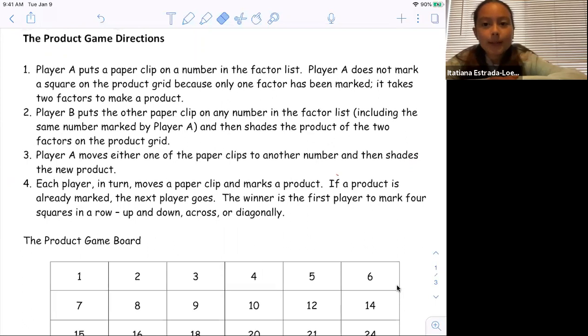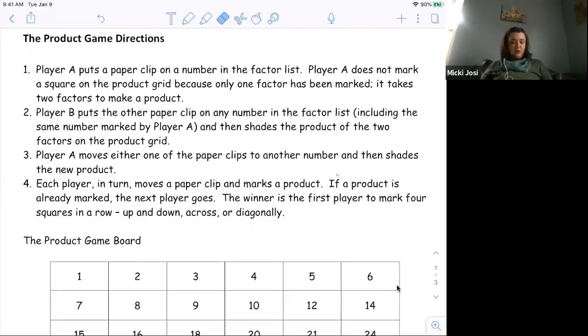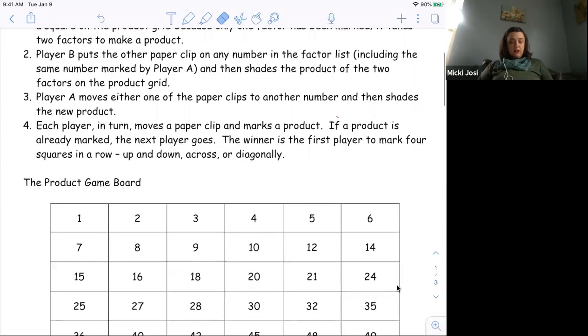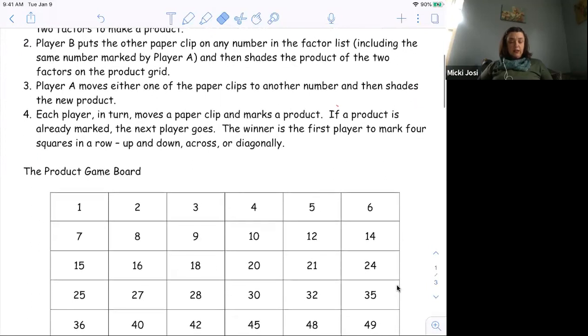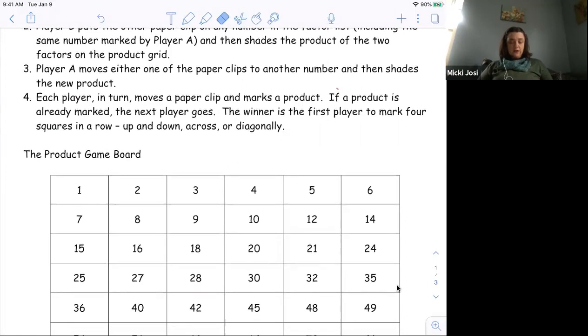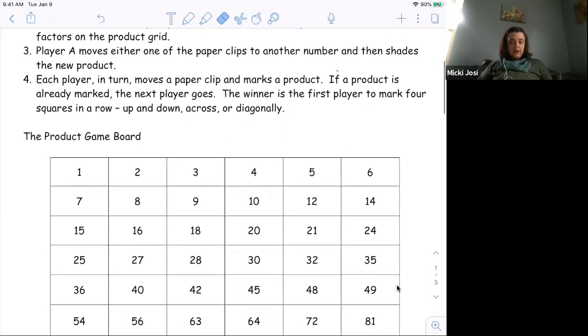Player A puts a paper clip on the number in the factor list. Player A does not mark a square on the product grid because only one factor has been marked. It takes 2 factors to make a product. Yes, I'll read number 2. Player B puts the other paper clip on any number of the factor list, including the same number as player A, and then shades the product of the 2 factors on the product grid.